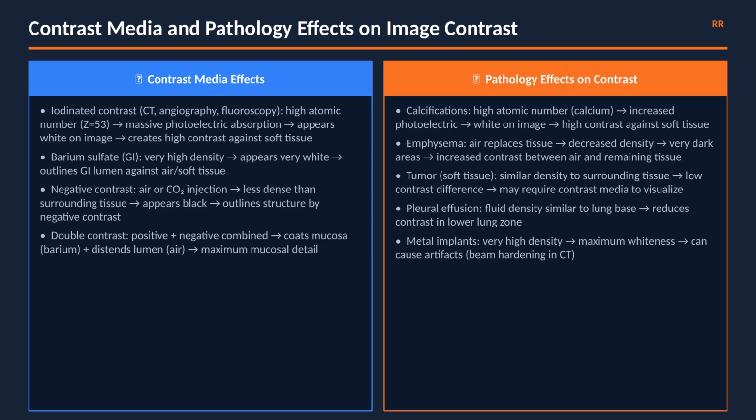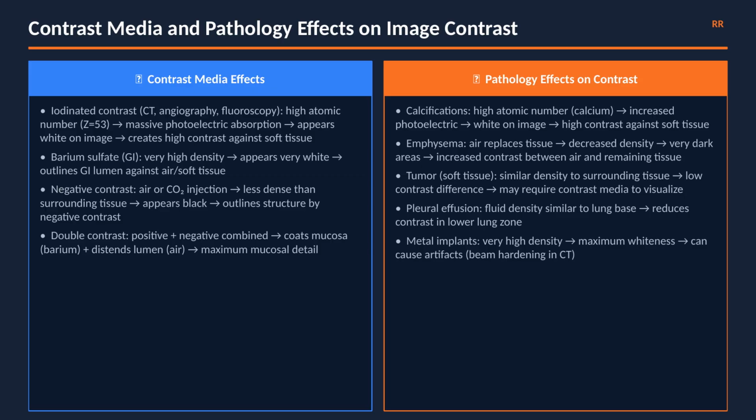Barium sulfate is used for gastrointestinal studies, very high density. It appears intensely white and outlines the GI lumen against air and soft tissue. Negative contrast, air or carbon dioxide injected into a space, appears black against surrounding tissue. Used in double contrast studies, barium coats the mucosa. Air distends the lumen, giving maximum mucosal detail.